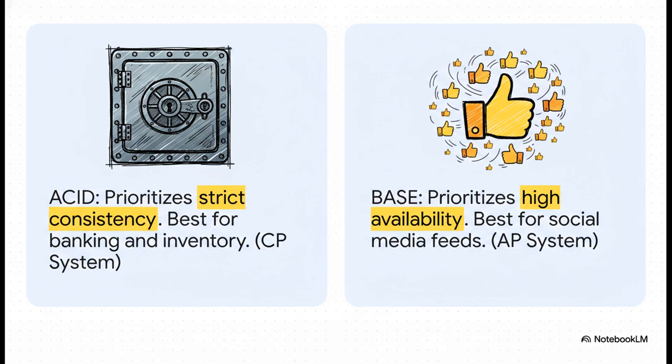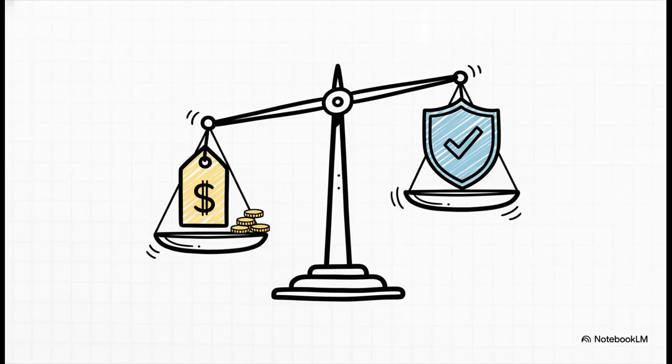While ACID prioritizes strict perfect consistency above all else, base prioritizes high availability, meaning the system is always online. For your bank account, you absolutely need the strict correctness of ACID. But think about something like a like count on a social media post. Do you really care if it's off by 1 or 2 for a few seconds? Probably not. It's better for the service to always be available. This idea is called eventual consistency. It'll be correct, eventually.